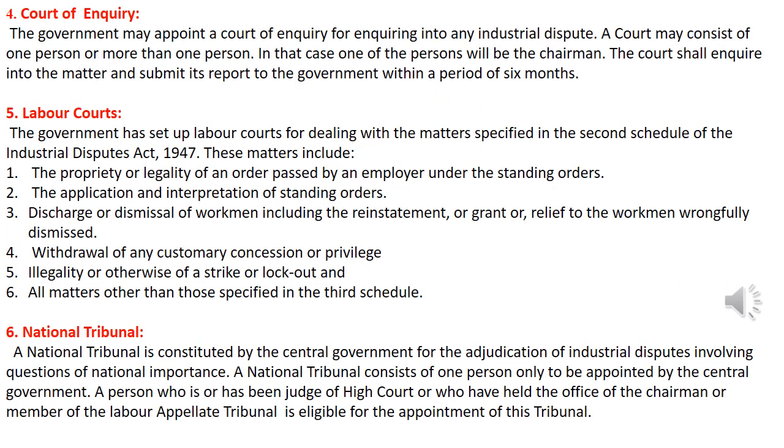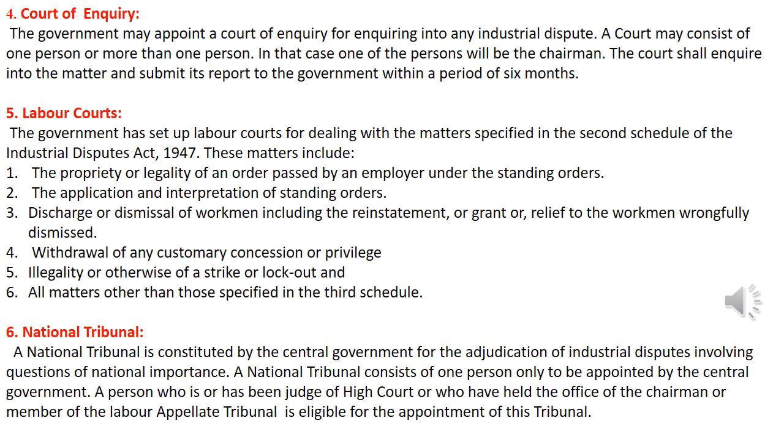Next come the adjudicating authorities. The first is the court of inquiry. The government may appoint a court of inquiry for inquiring into how the industrial dispute happened. The court may consist of one person or more than one person. If only one person is there, that person will be the chairman. And the court shall inquire into the matter and submit the report to the government within a period of 6 months.